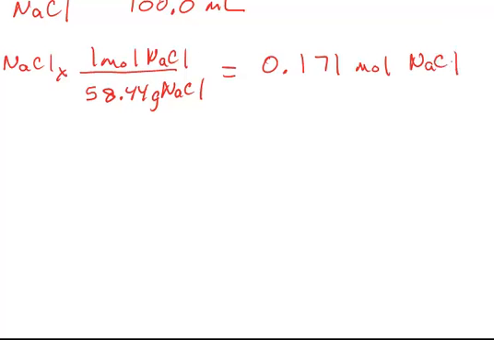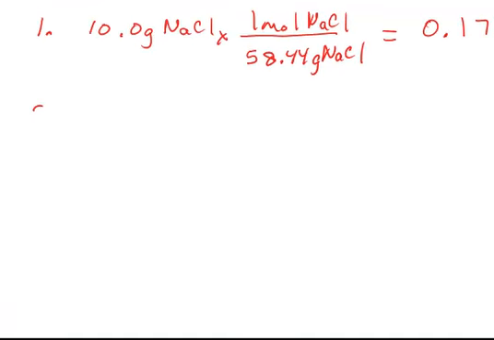Now be careful, remember your sig figs. If your mass quantity has 3 sig figs, once you convert it to moles, it has to maintain those 3 sig figs. And again, molarity is moles per liter. Now we have our moles. Now we need to figure out how many liters we have.